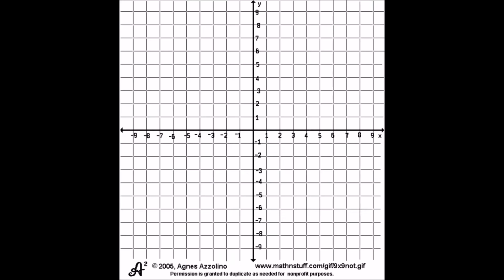To start, we're going to need a coordinate plane. There are two types of rotation, positive and negative. Positive rotation moves counterclockwise around the origin, and negative goes clockwise.